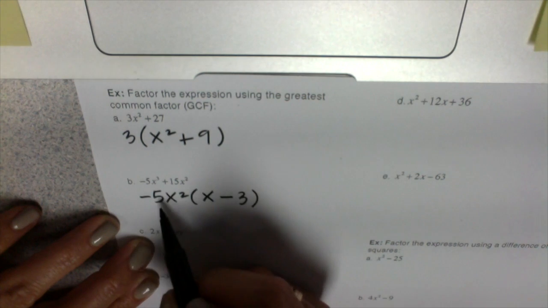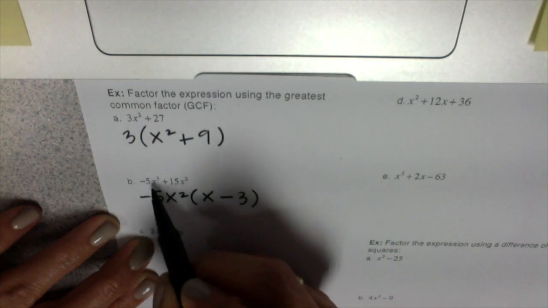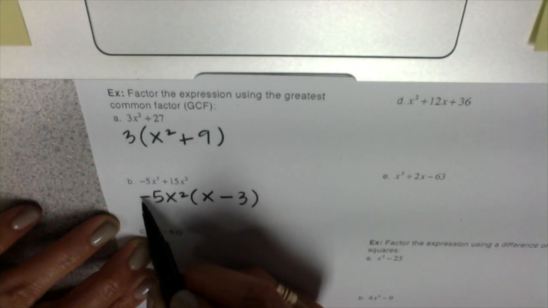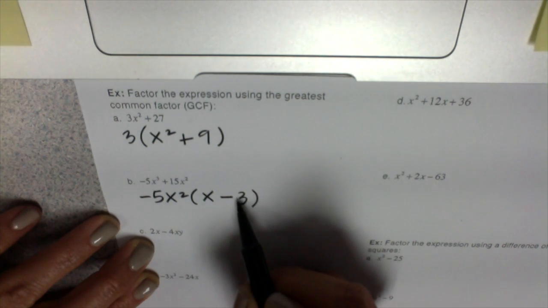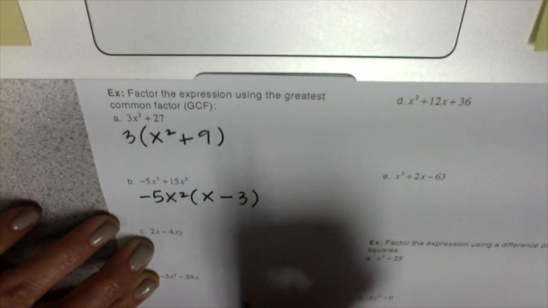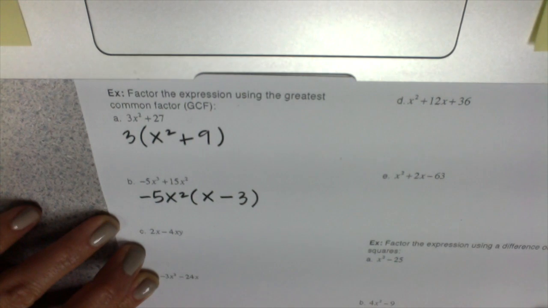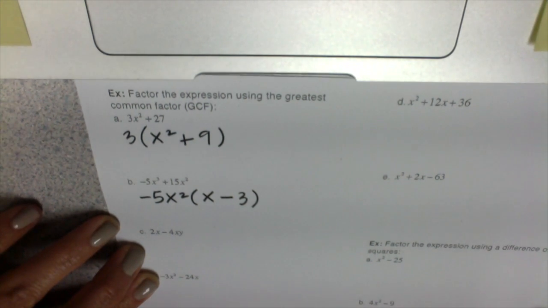So again, you can always double check. Negative 5x squared times x is negative 5x cubed. Negative 5x squared times negative 3 is a positive 15x squared. There's your answer for part B.